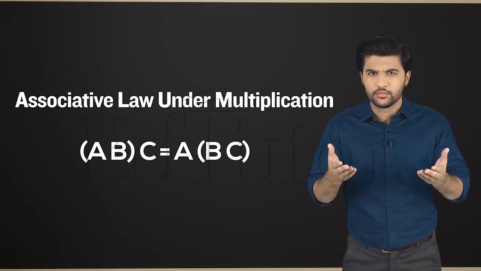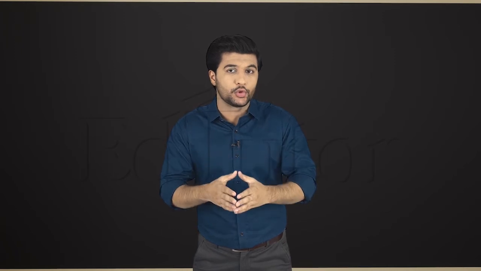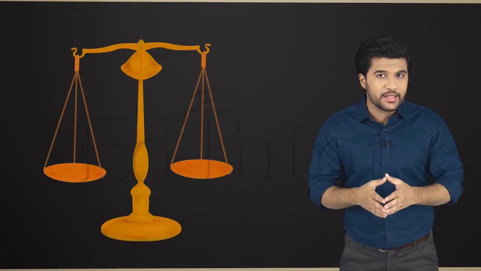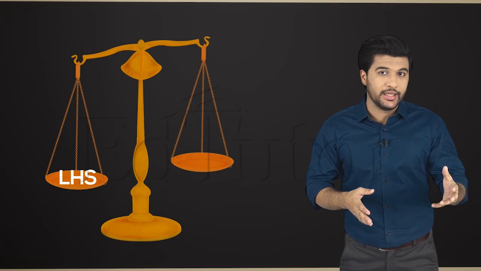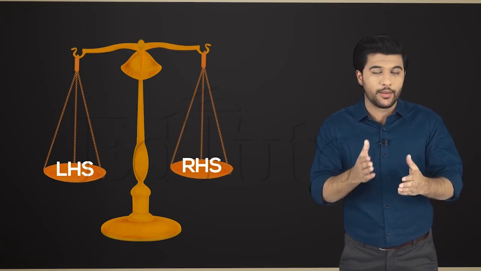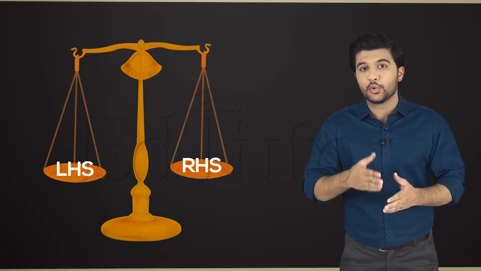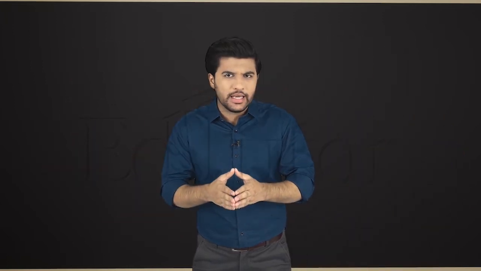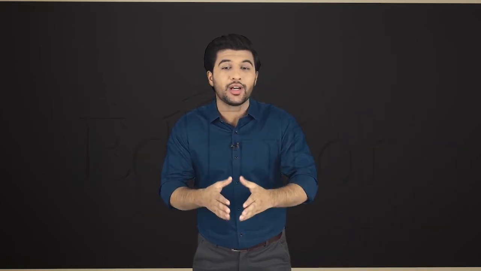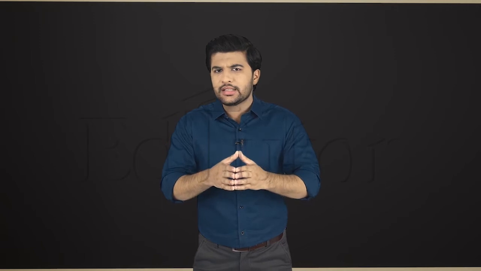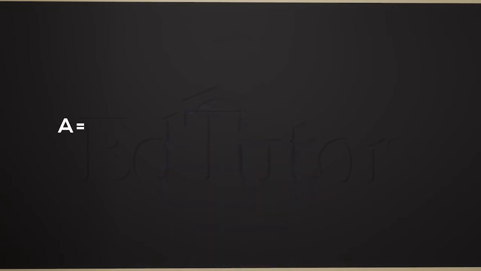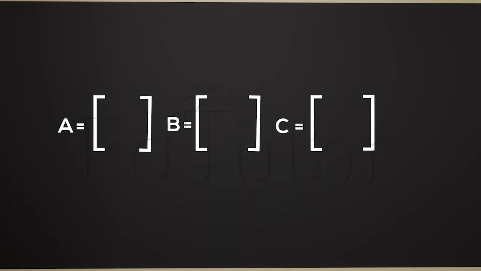Simple enough, no? We will be proving it by the same method we used for addition. That is, by taking the left hand side and the right hand side one by one, solving them to find their results, and then comparing them to check for equality. Let's start by taking matrices A, B and C, all 2 by 2 matrices.